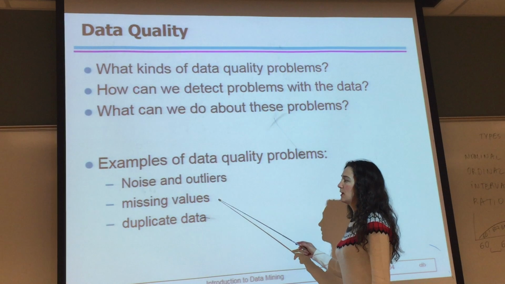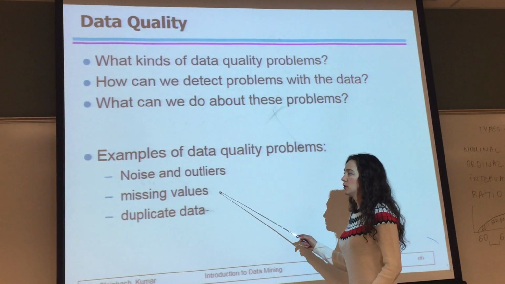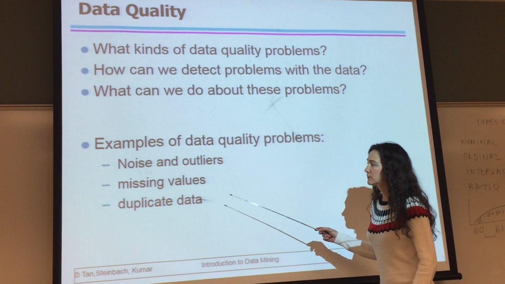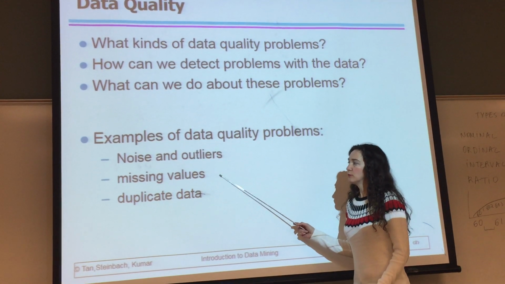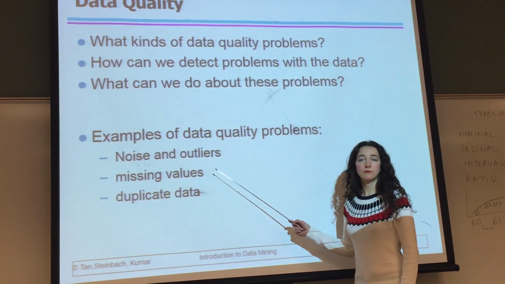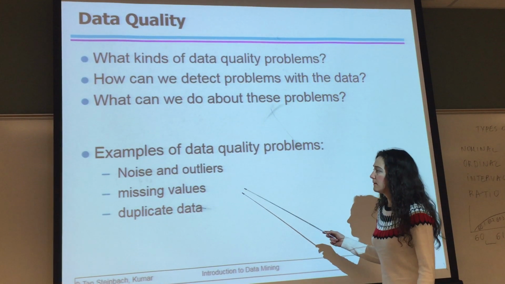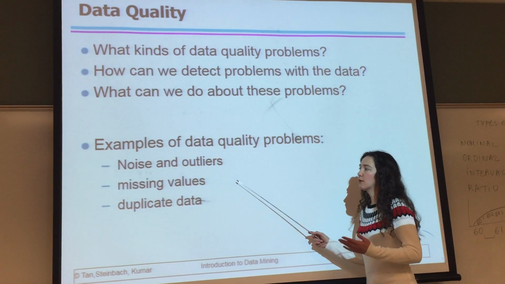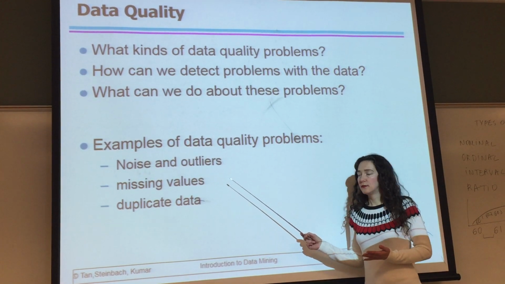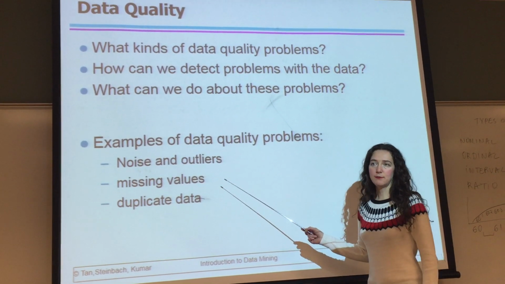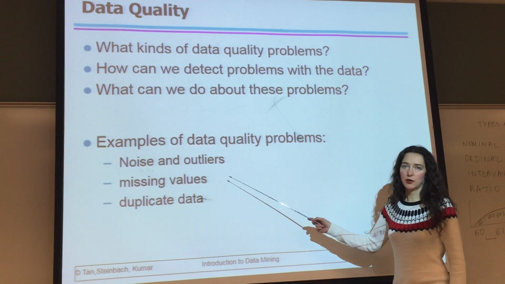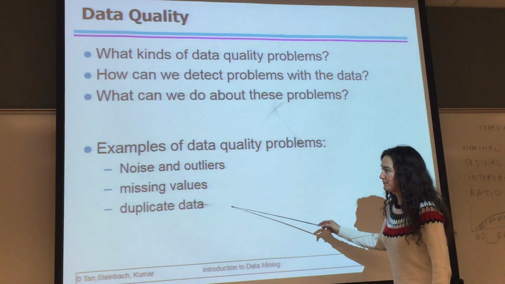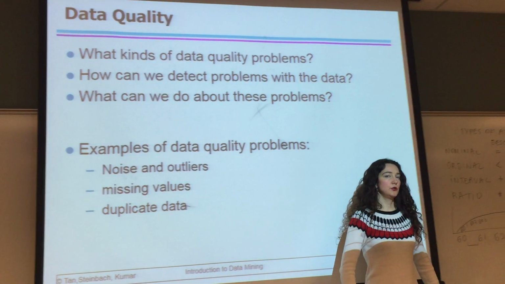detecting missing values, and either trying to predict what these missing values are and fill them in, or remove these records that are missing the values, or make sure that the algorithm can actually process records that contain missing values and not just crash on us when we run the data mining algorithm. And finally, what do we do with duplicate data?